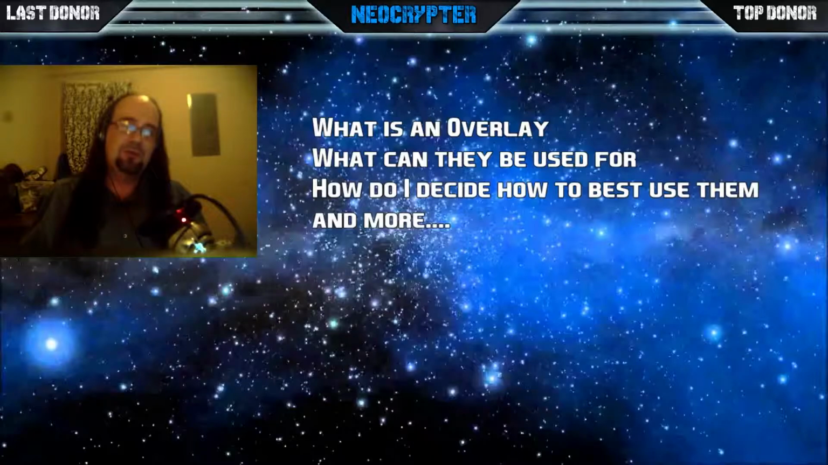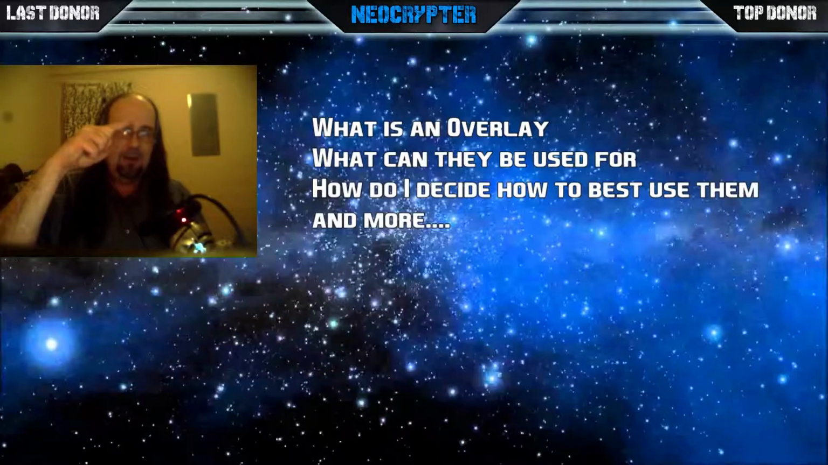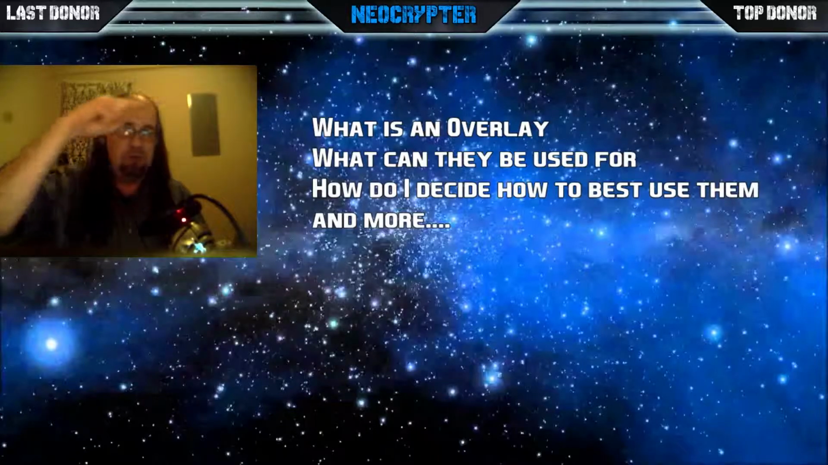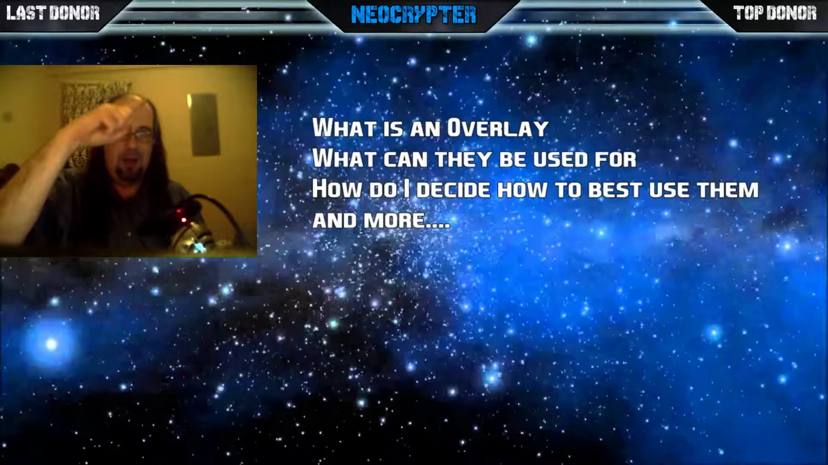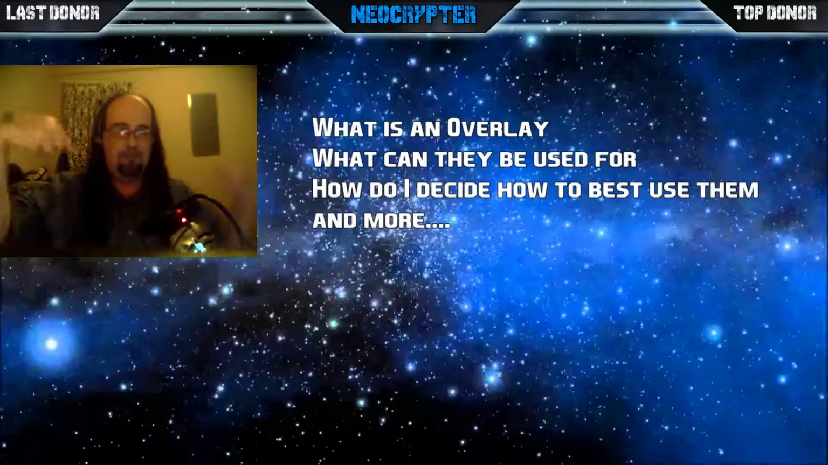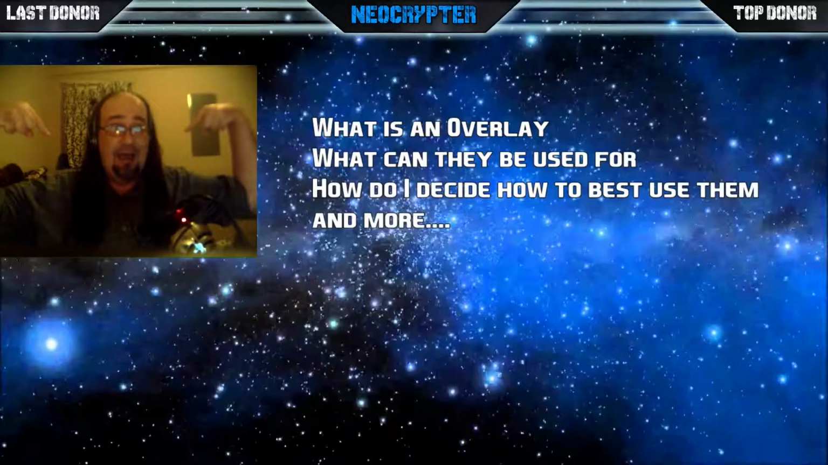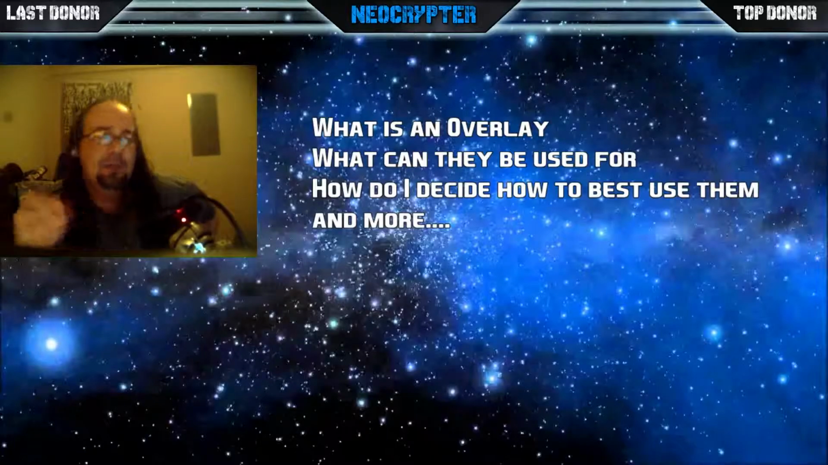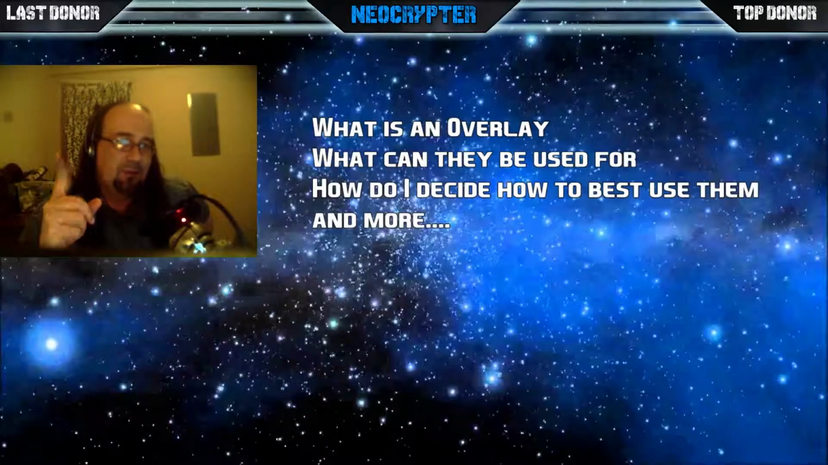What can they be used for? Well, that's pretty simple too. Displaying information, letting people know who you are. Like if you look over there, it says Neocryptor. This guy. Anyway, so yeah, you can give information, like I have this one up here set up to show last donor, the top donor, and my name. Straight, simple, to the point, nothing overly fancy.